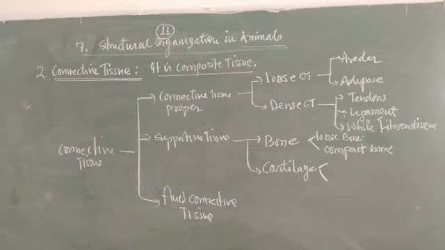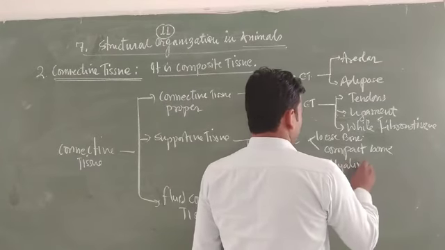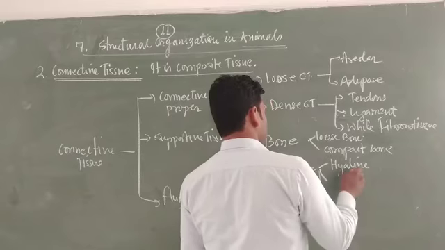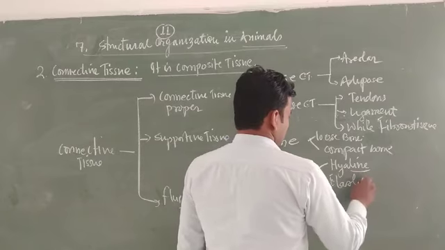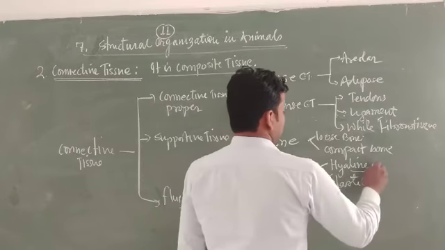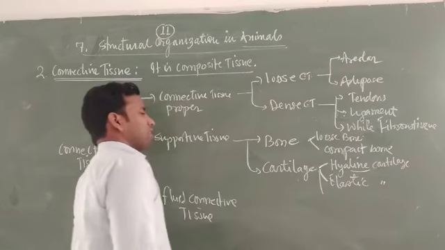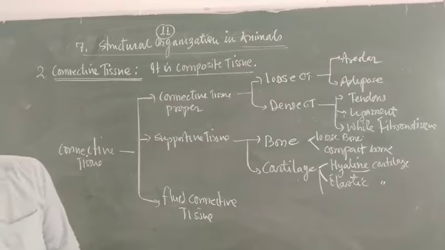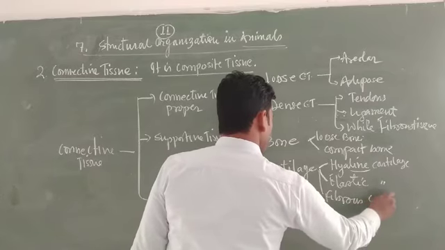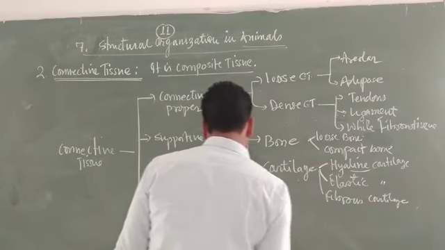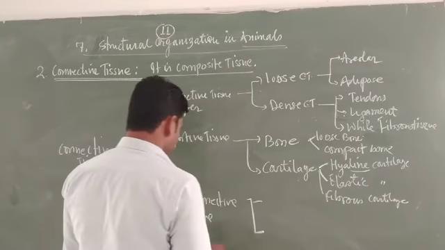The cartilage is further divided into three types: hyaline cartilage, also called colorless cartilage; second, elastic cartilage; and one more, known as fibrous cartilage. What is the basic difference between all these types of cartilage? We will discuss it later. Now the fluid connective tissue.